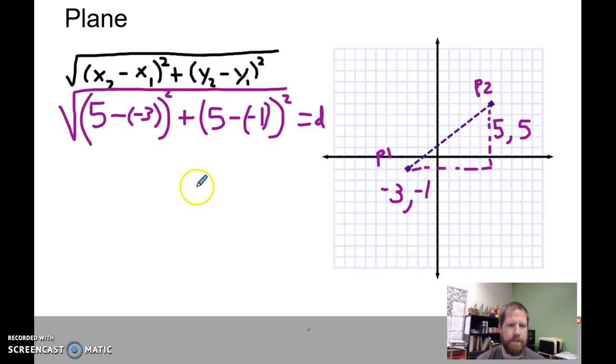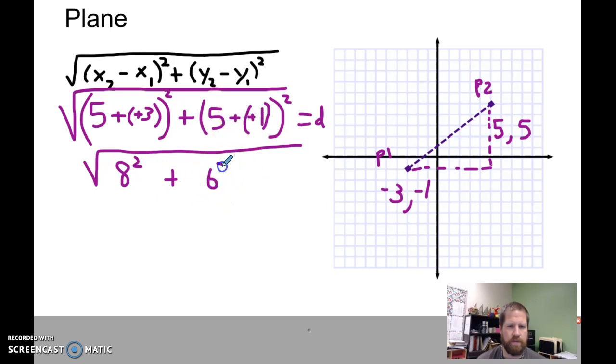You won't always get it so that your first value is positive and your second is negative, but if you can, these negatives are going to cancel out. So it'll be a positive, it'll be adding. If I have 5 minus a -3, those both become positive, and it turns into 5 plus 3, or 8 squared. Oh, don't forget your square root. Plus 5 minus a -1, or 5 plus 1, 6 squared, and that's still equal to my distance.